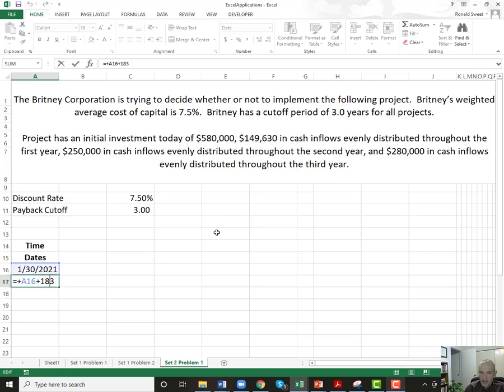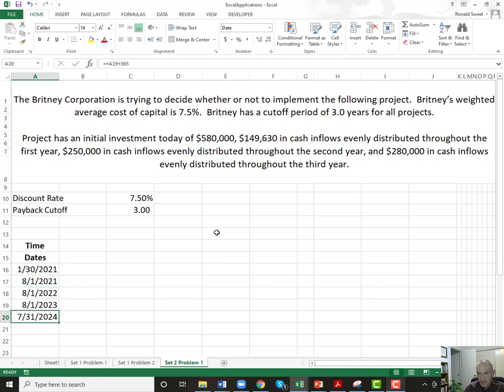Either one is fine. Let's do 183. 182 or 183 is fine. All right, so that gives me that next year. And then the next year after that, I can add 365. Because that puts it, there's time 0, there's time 0.5, 6 months away. There's time 1.5, that's 18 months away. And then I can copy that down.